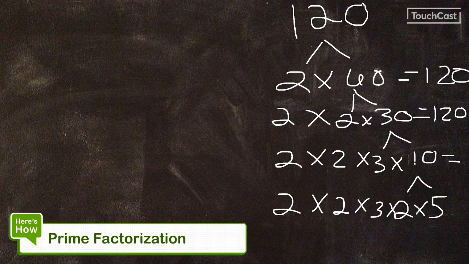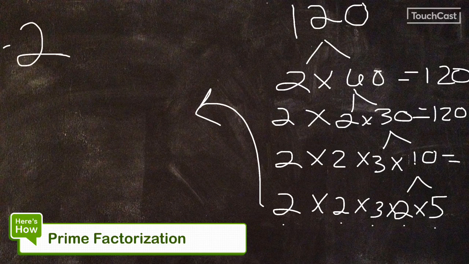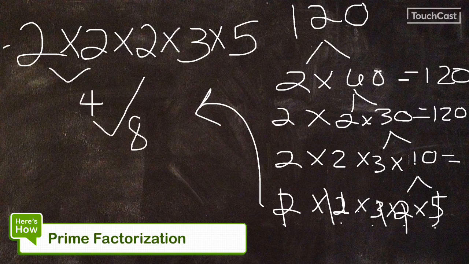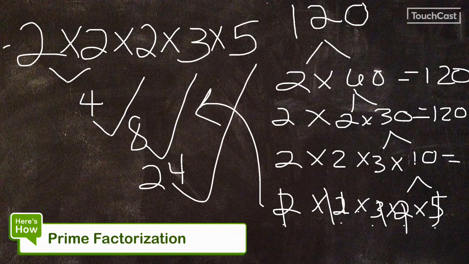All right, and it looks like all my numbers are prime because I have a 2, a 2, a 3, a 2, and a 5. Now, in prime factorization, we typically like to write this in numerical order. So I have a 2, and a 2. So I'm going to write my factors from least to greatest. And then I have a 3, and then I have a 5. So let's double check my work here. 2 times 2 is 4. 4 times 2 is 8. 8 times 3 is 24. And 5 times 24 is 120.